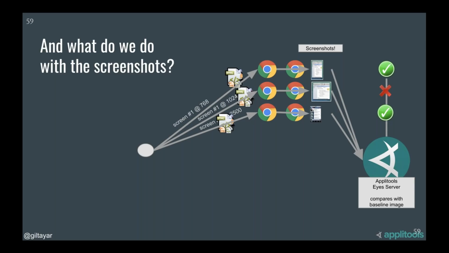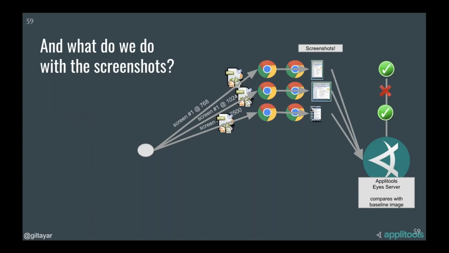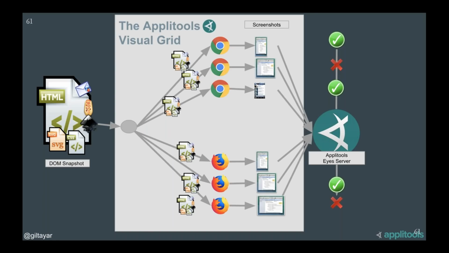But the way we take those screenshots is not in the client, not in the computer running the tests. Rather, the computer running the tests is sending the DOM snapshot, and we are taking that DOM snapshot and in parallel running it on different browsers, not the test, only the DOM snapshot, in different display widths and taking screenshots. Which brings me to the visual grid, because at Applitools we have implemented just such a system, and we call it the visual grid.